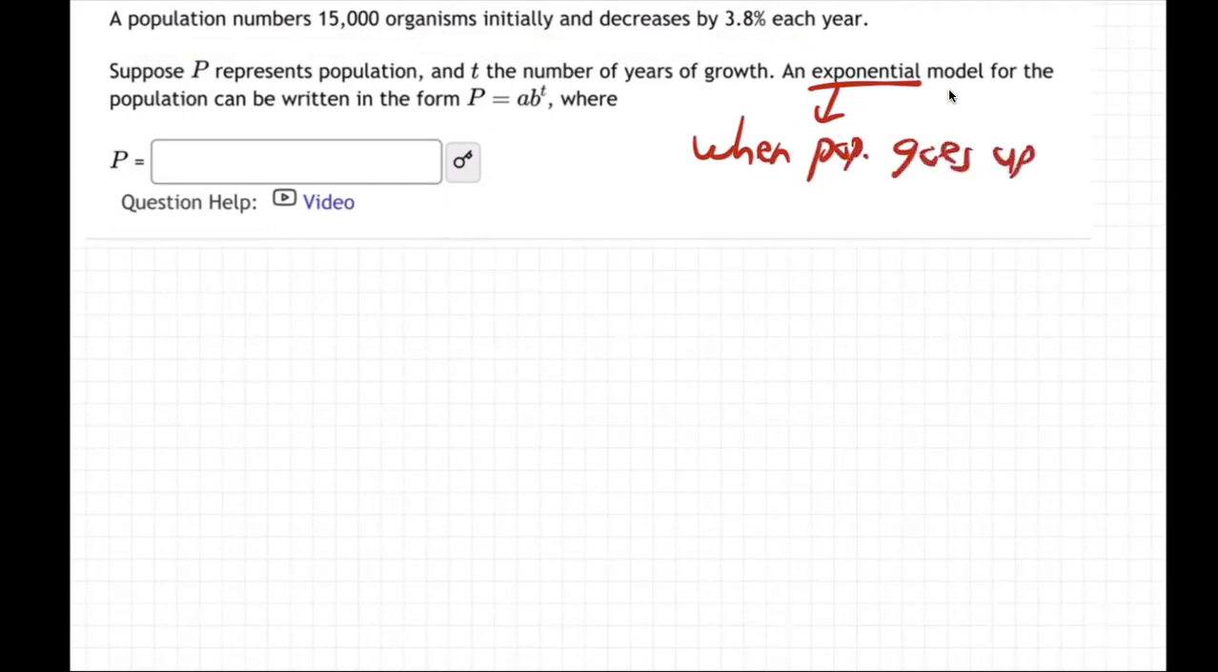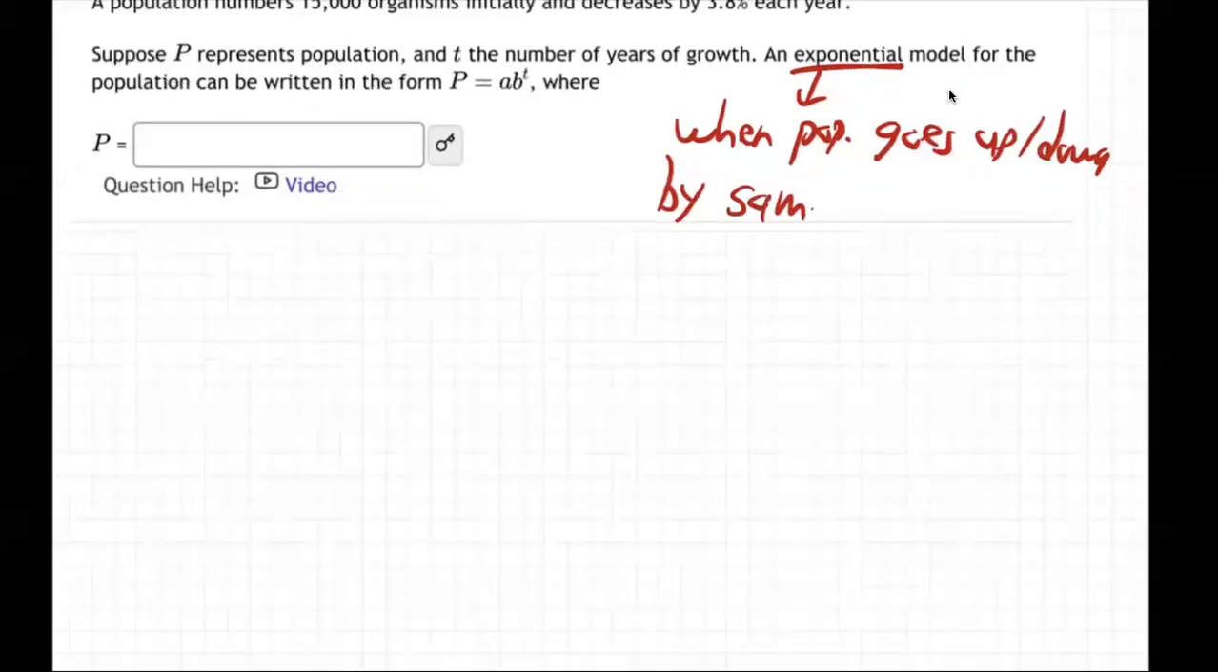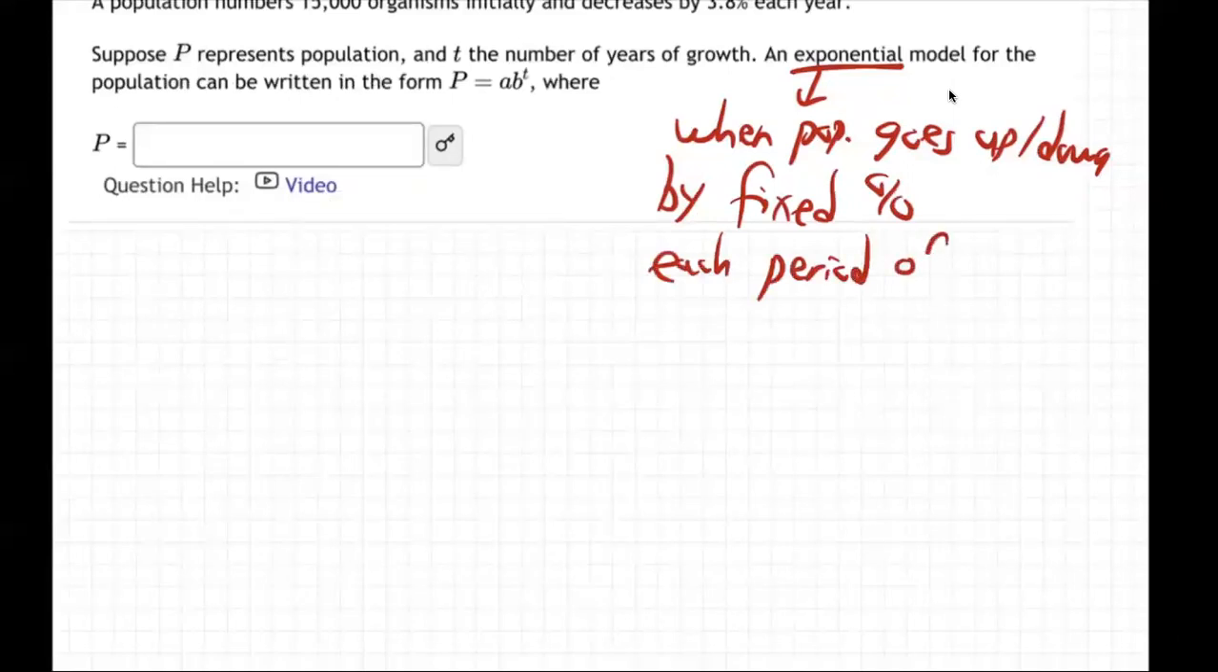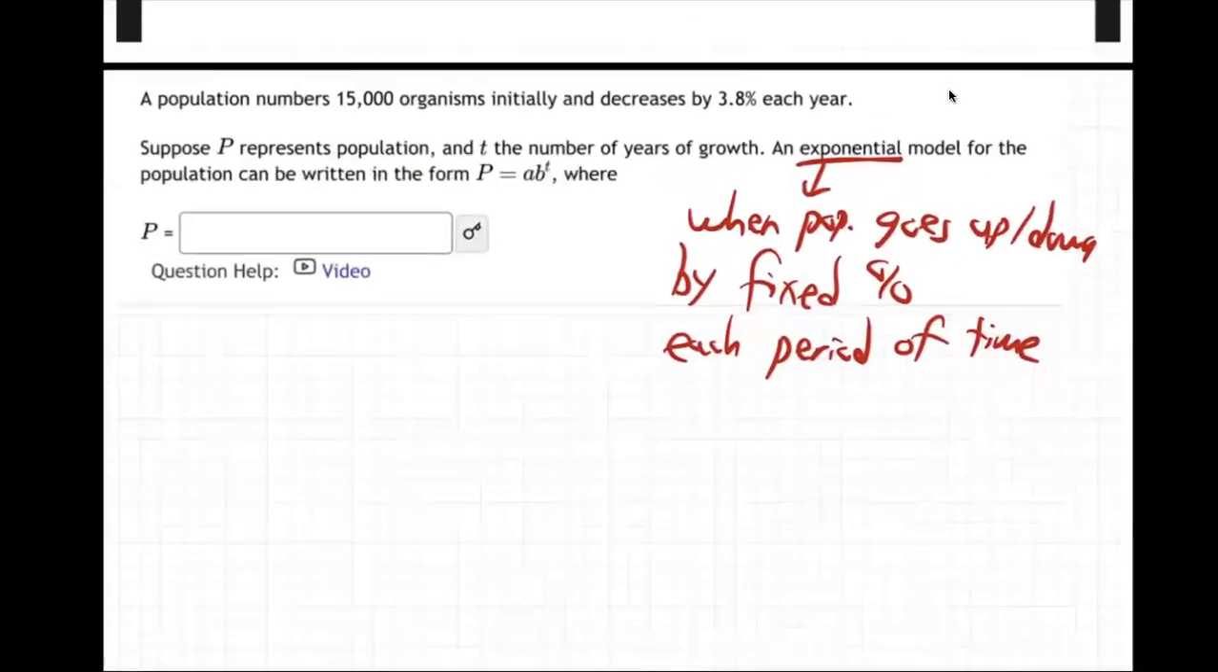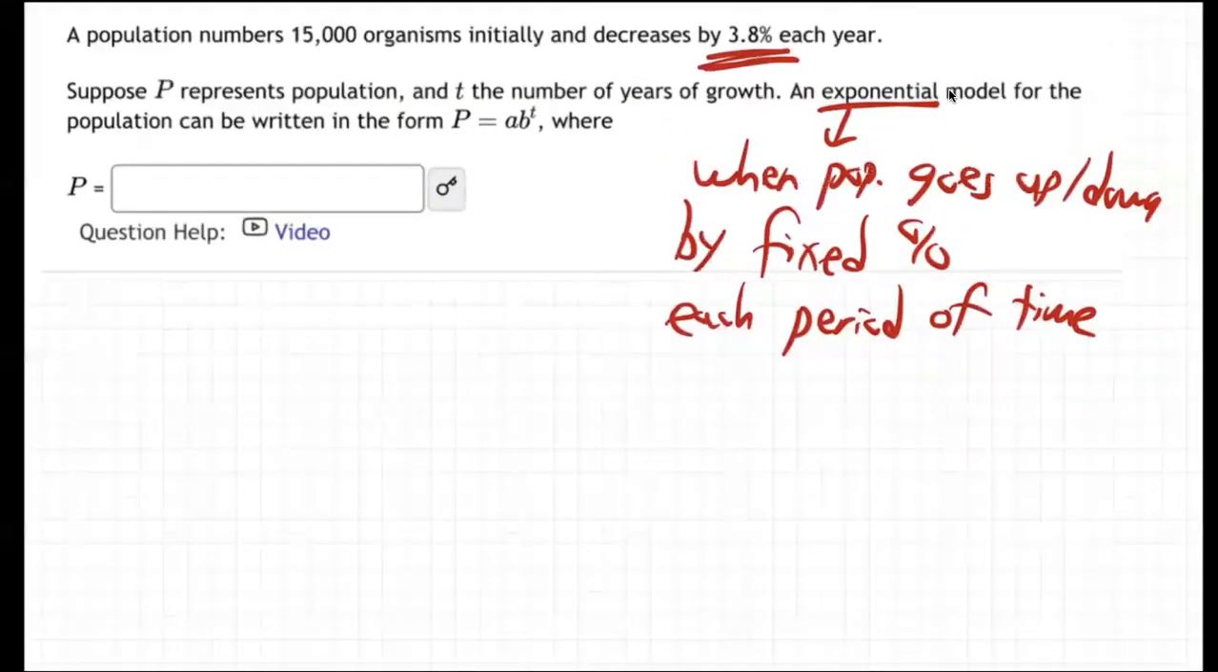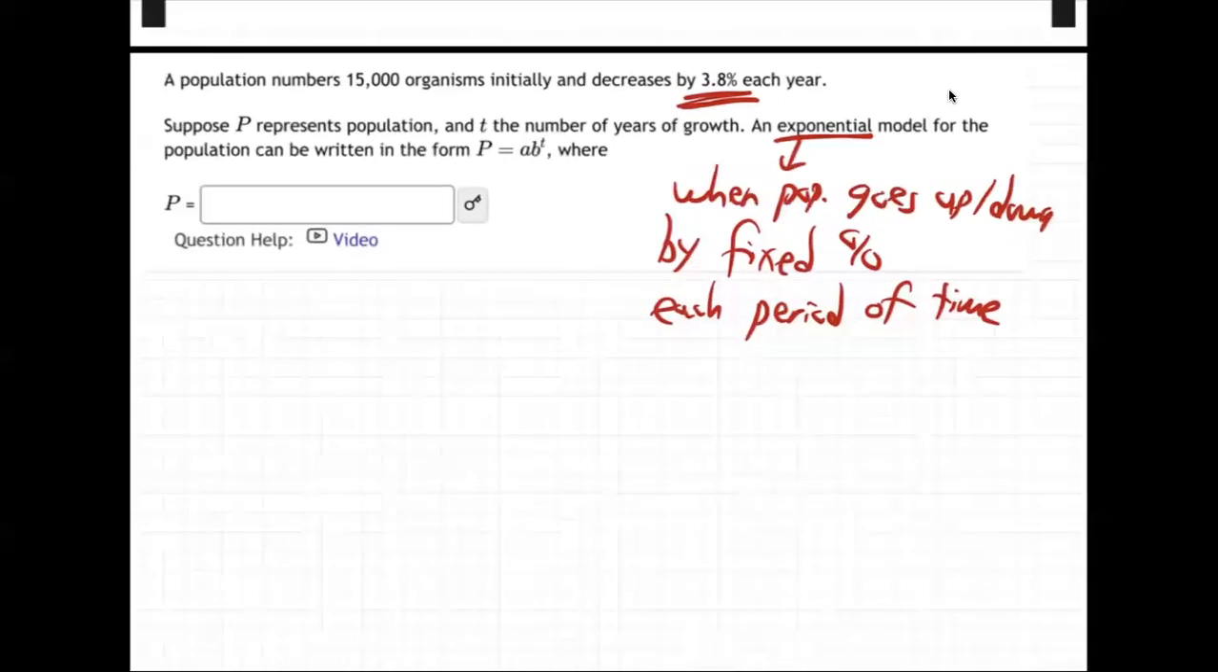An exponential is when a population goes up or down by the same percentage, a fixed percentage that doesn't change, each period of time, like each year, each day, each week, each month, whatever the period of time may be, when it just continuously goes up or down by the same percent each period of time. That's exponential growth or decay. So what do we do about that?